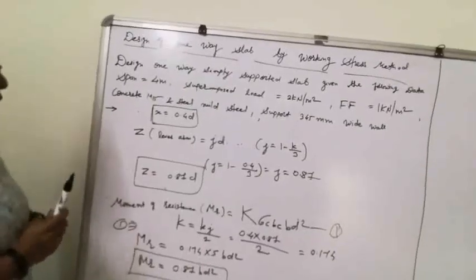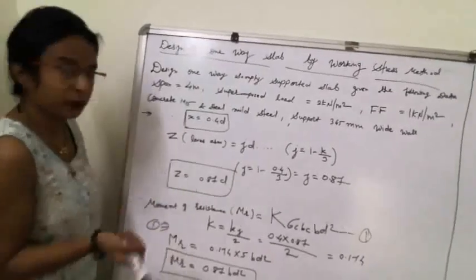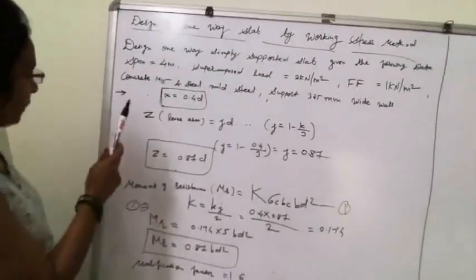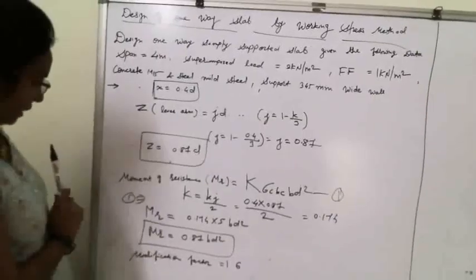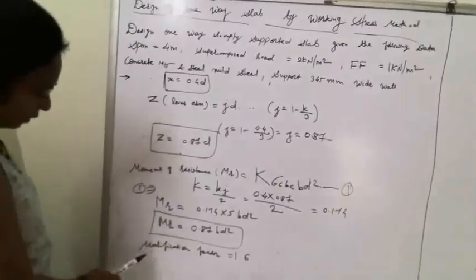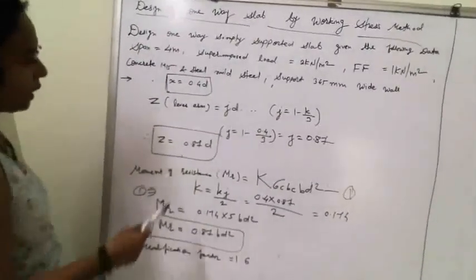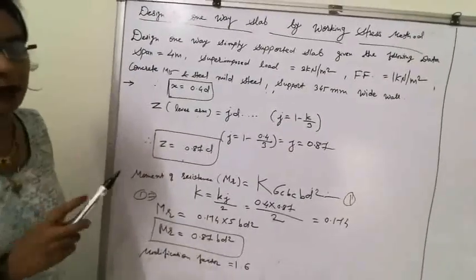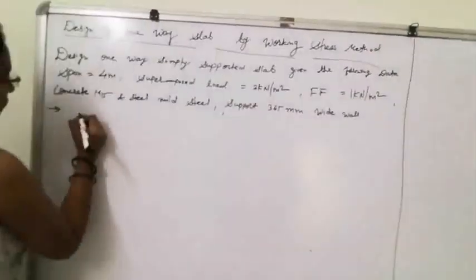Number 1, we got all the design constants which we require. The value of x, k, z and j, and moment of resistance and also the modification factor. So with the help of these values, we will continue with our step number 2.